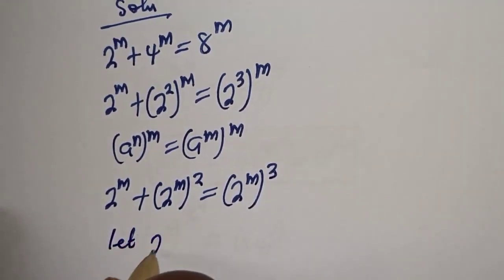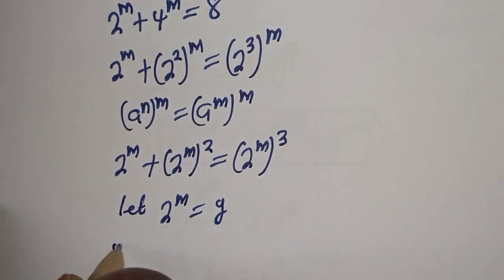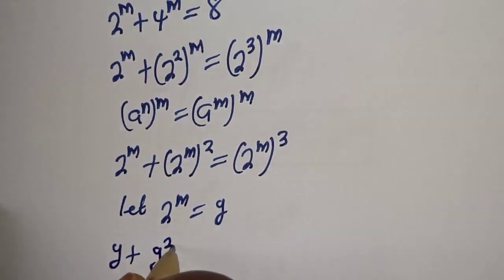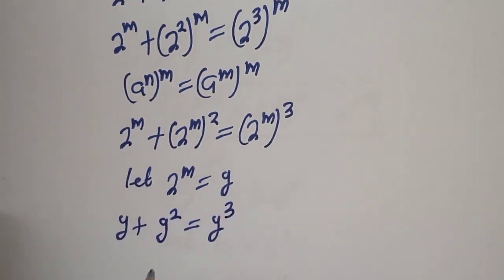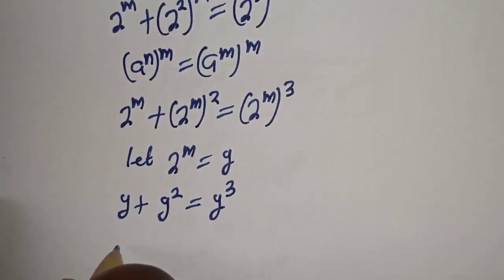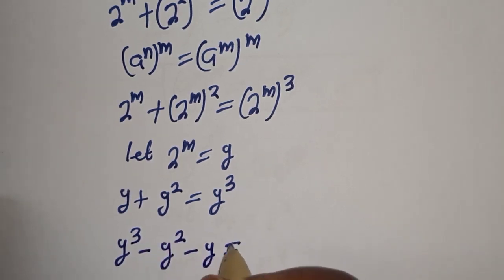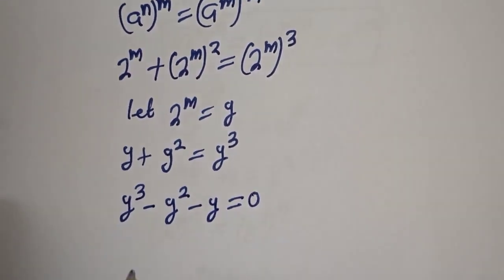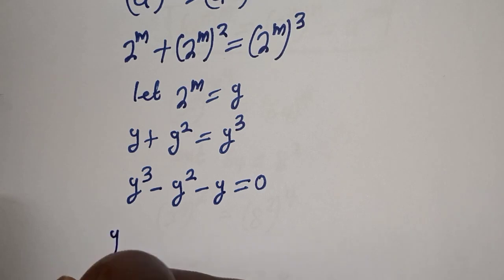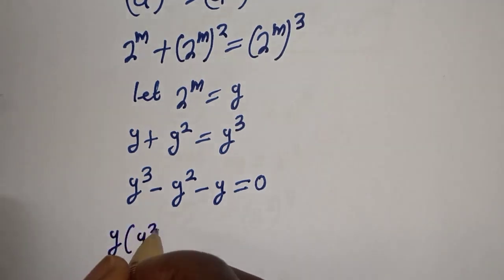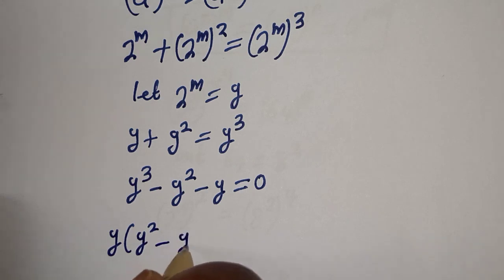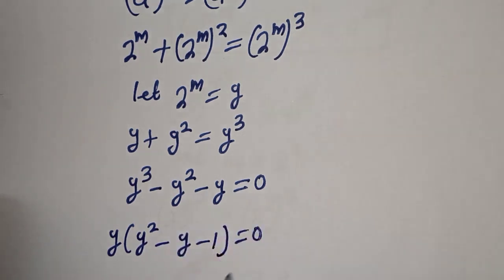Let 2 raised to power m is equal to y, plus y squared is equal to y raised to power 3. And we can rearrange this. This is y raised to power 3 minus y squared minus y is equal to 0. Then let's factor y out. y bracket y squared minus y minus 1 is equal to 0.